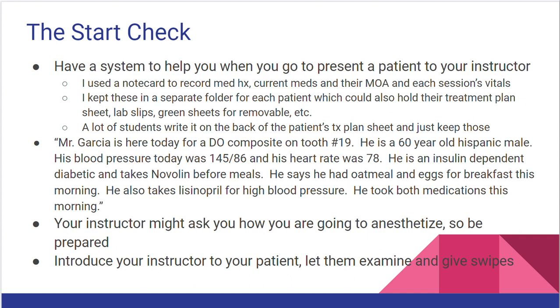So an example of a start check is something like, so Mr. Garcia is here today for a DO composite on tooth number 19. He's a 60-year-old Hispanic male. His blood pressure today was 145/86 and his heart rate was 78. He's an insulin-dependent diabetic. He takes Novolin before meals. I asked him, he said he has had oatmeal and eggs for breakfast this morning. He takes lisinopril for high blood pressure, and he took both of his medications this morning. So it's a really nice, robust chunk of information that tells me everything that I really need to know.